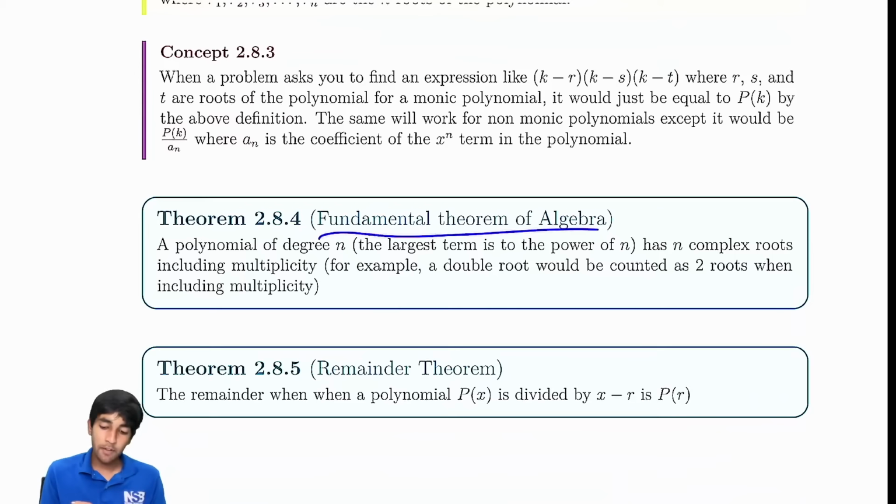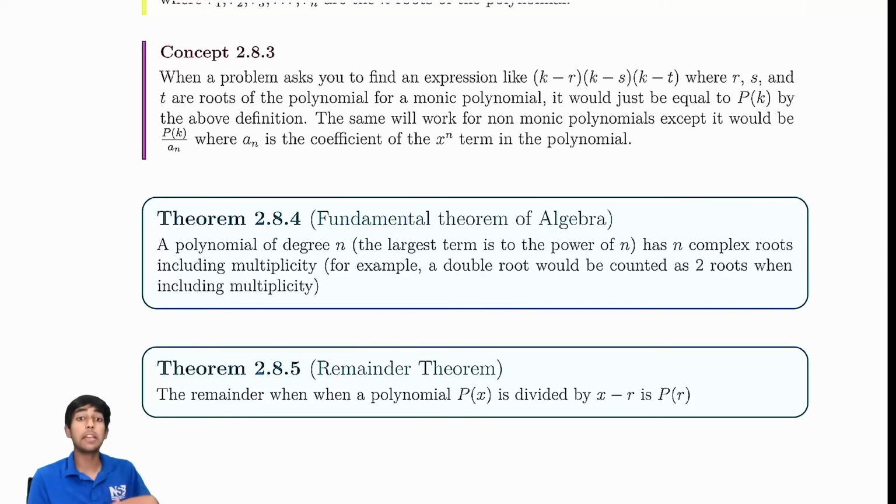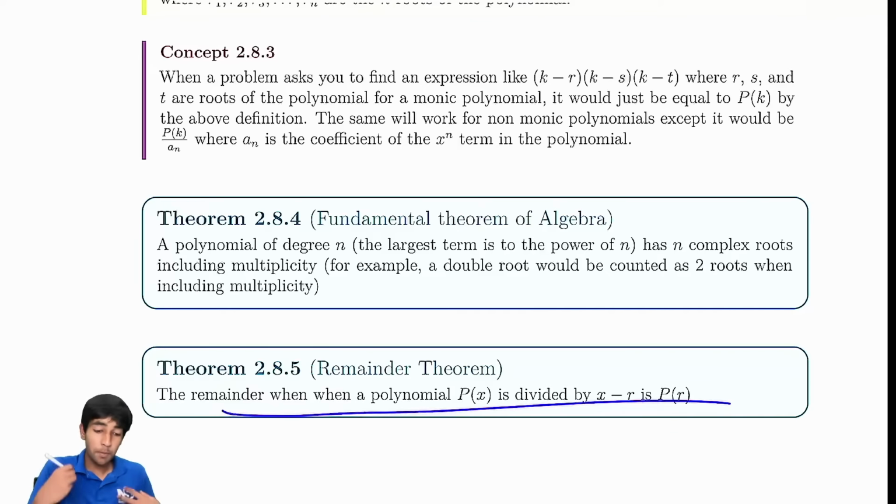So yeah, fundamental theorem of algebra: a polynomial of degree n has n roots always, complex roots, including multiplicity, which is like a repeated root. And remainder theorem, super important and useful.